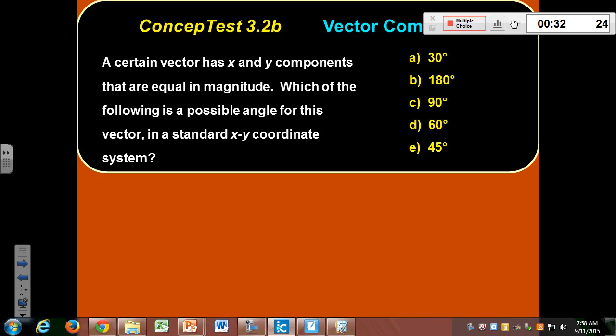And I'll stop at about 40 seconds. I'll go on to 45. Just guess if you're not sure.